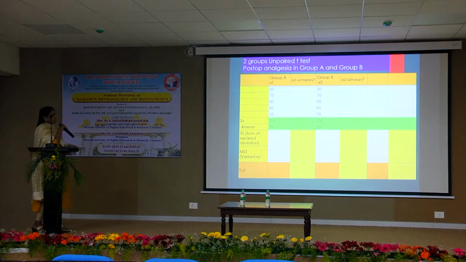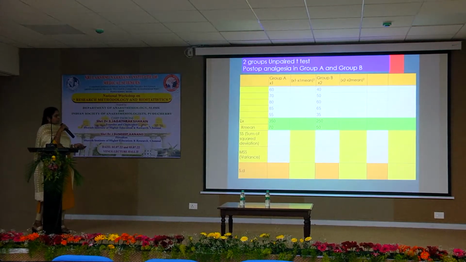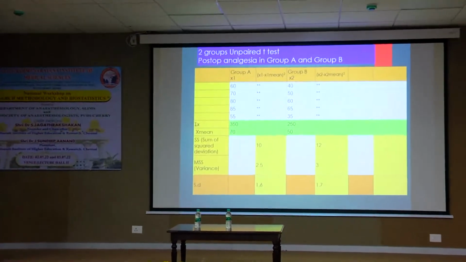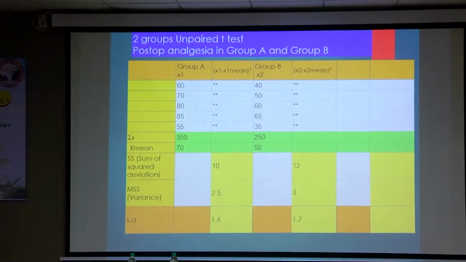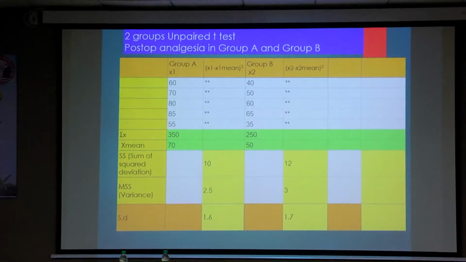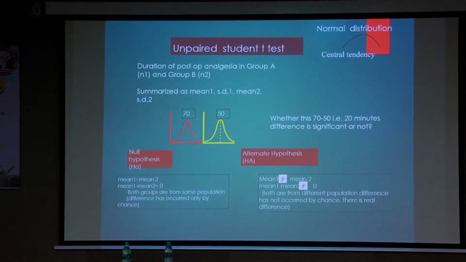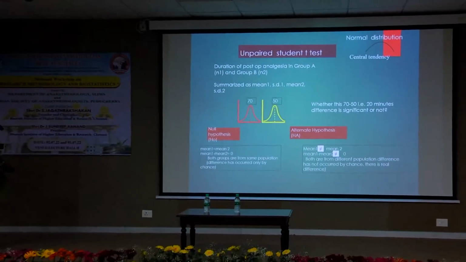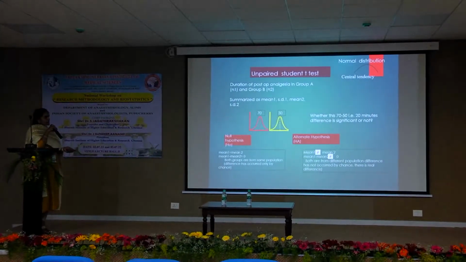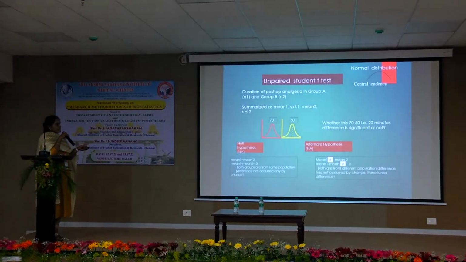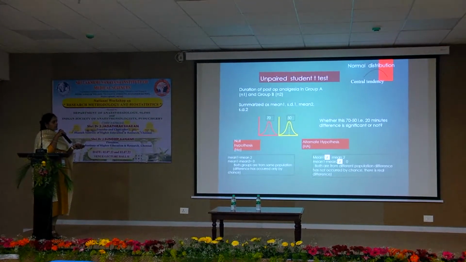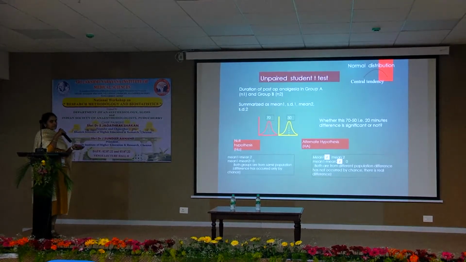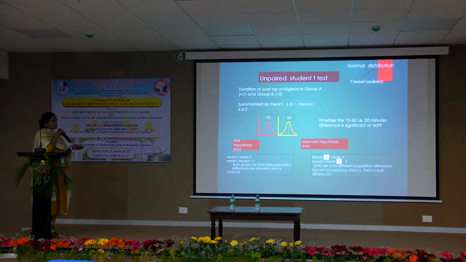So these are the two groups for which we have the data. We have calculated the mean. Then we have calculated the sum of square deviations, from this the variance, and the standard deviation is calculated. For the unpaired Student t-test, we got two means and two standard deviations. The group 1 mean is 70 and the group 2 mean is 50. So whether this difference of 70 minus 50, which is 20, is significant or not, we have to test.